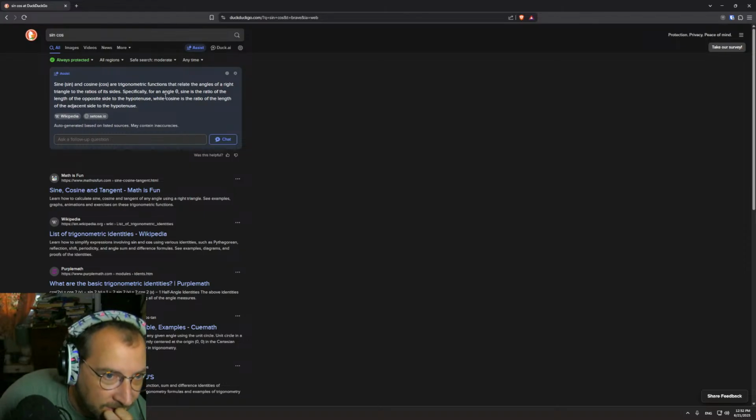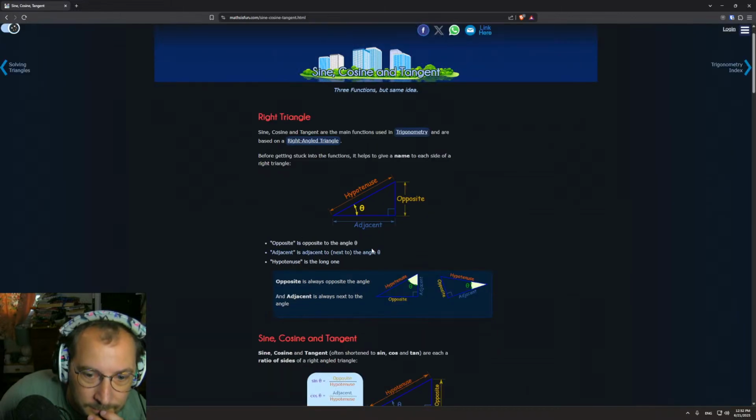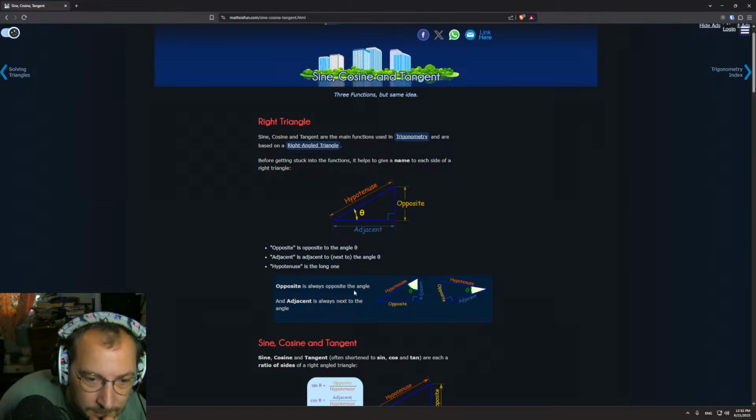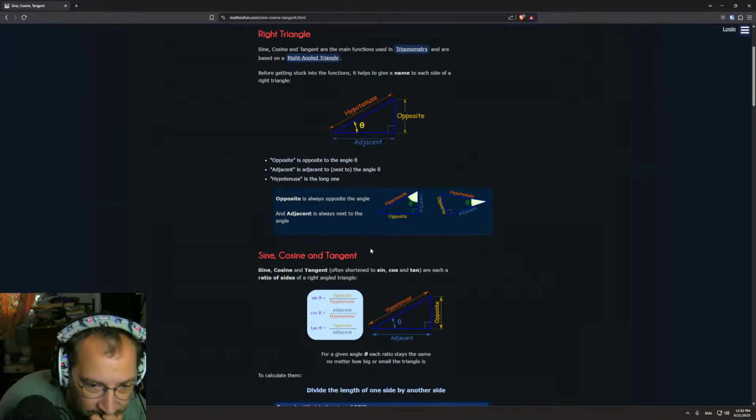Ratios of sides. Hypotenuse. Adjacent is tangent. And then cosine.